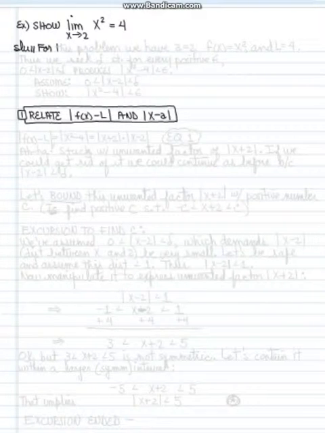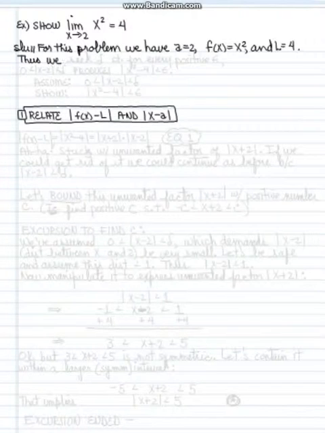For this problem, we have a is equal to 2, f of x is x squared, and the limit L is equal to 4. Thus, we're seeking the distance delta such that for every positive epsilon, 0 less than absolute value of x minus 2 less than delta produces the absolute value of x squared minus 4 less than epsilon.